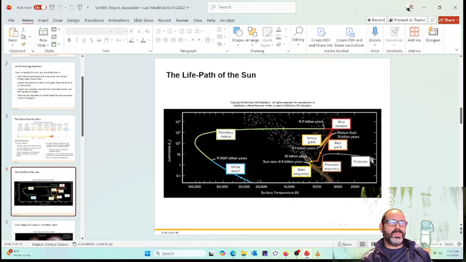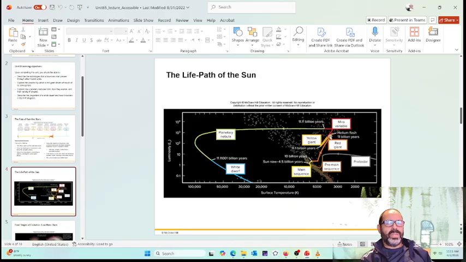Again, this is a description through the HR diagram of how the star evolves from protostar to pre-main sequence star. Now it's a main sequence star. The Sun is roughly 4.5 billion years into its main sequence stage, roughly midway in its 10 billion years of age.